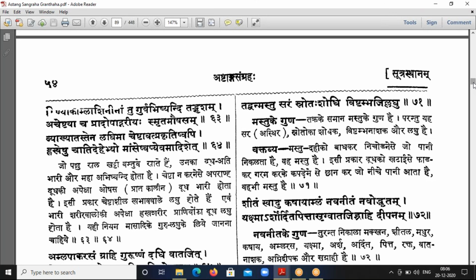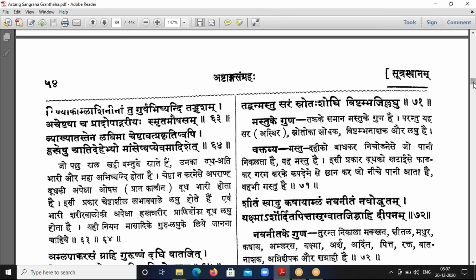Vyakhyaadastena laghima cheshtavat pragrutishwapi. So, this cheshtavat prakritishu. In all animals which are having the habit of moving all the time, cheshtavat prakriti, in such animals, the milk will be lighter. So, he is generalizing the concept. Cheshtavat prakritishu laghima.